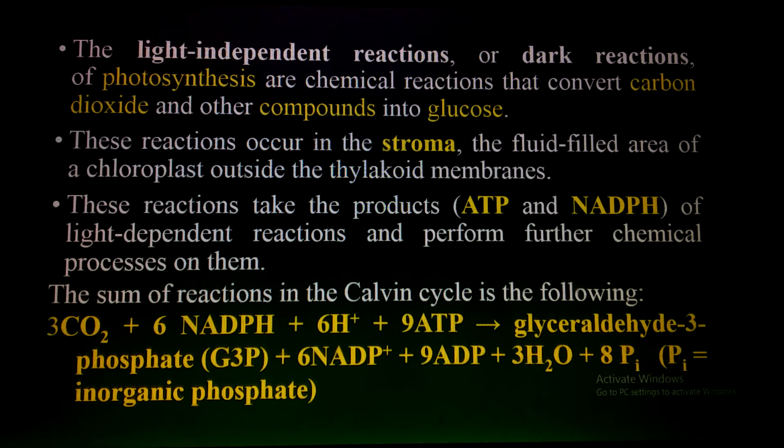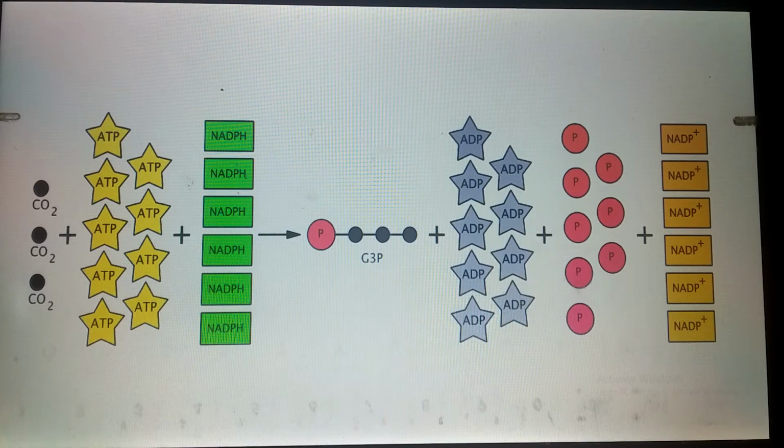And these 9 ATP and 6 NADPH are synthesized during what? The light reaction in the thylakoid membrane. Is it clear to you now? Okay. So this is the overall reaction: 3 carbon dioxide, 9 ATP and 6 NADPH are required to produce that.